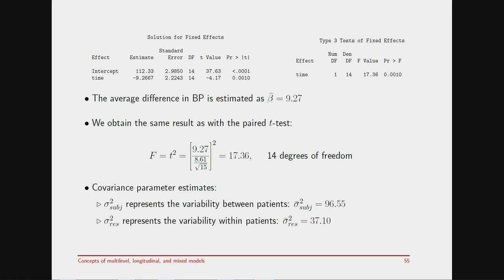The solution for the fixed effects is given here, and you see your time effect, that's your difference between the measurements before and after, on average 9.27, the same as what we had before with the paired t-test. What it should be, because it's that parameter, beta, and if you do your paired t-test, the average is that same parameter, because the random effect has average 0.